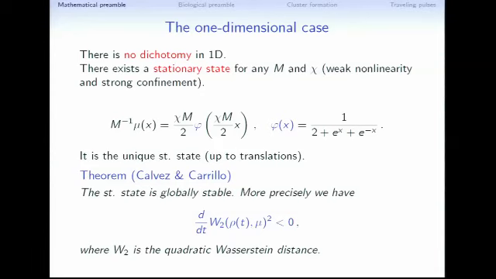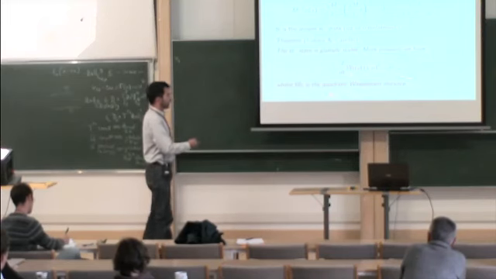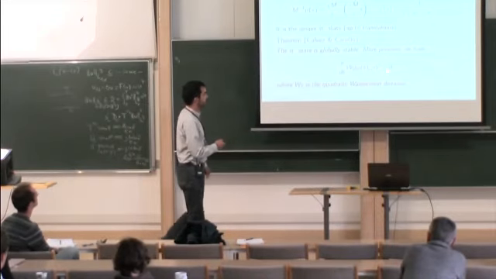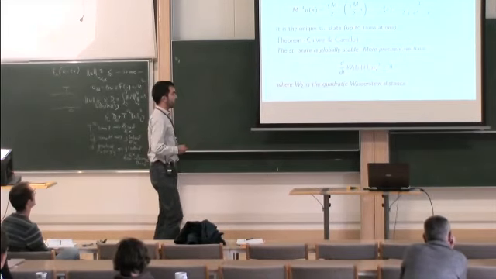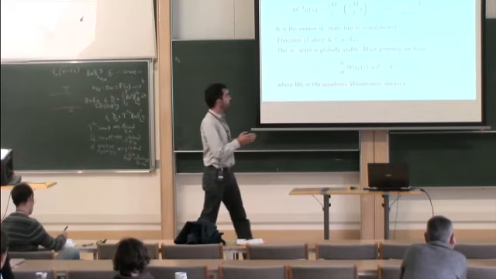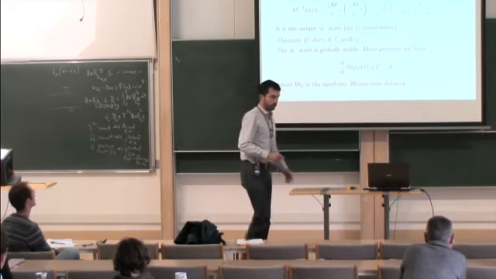And you can prove it using the gradient flow structure associated to this problem. So this problem has a very nice gradient flow structure. It's a gradient flow of an energy. And you can prove that the distance, in some sense, I will not comment on that, the distance towards the equilibrium is strictly decreasing up to the equilibrium itself. Okay, so this tells you that in 1D, things are much simpler. You always have a stationary state, and it's stable.